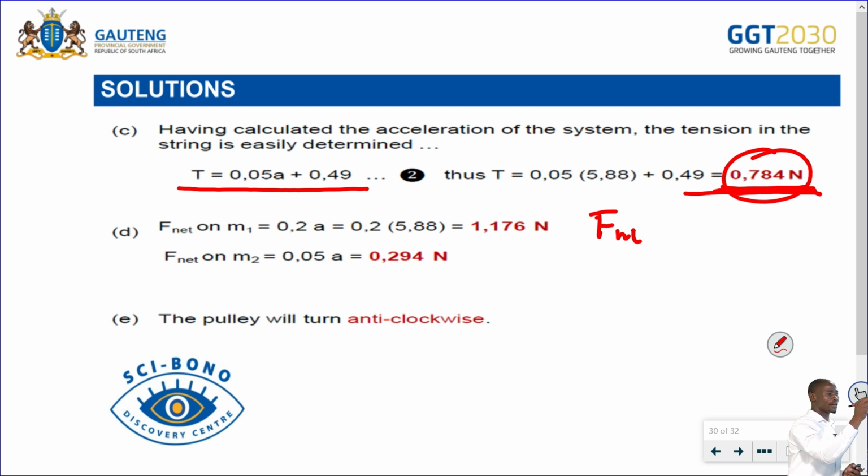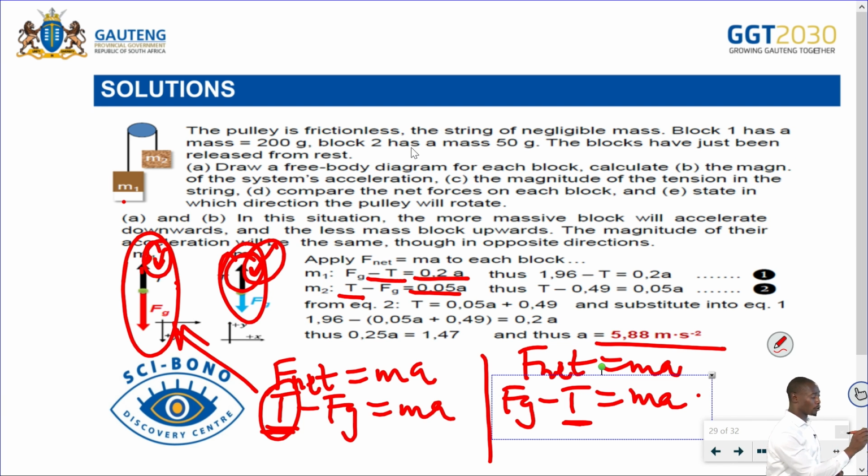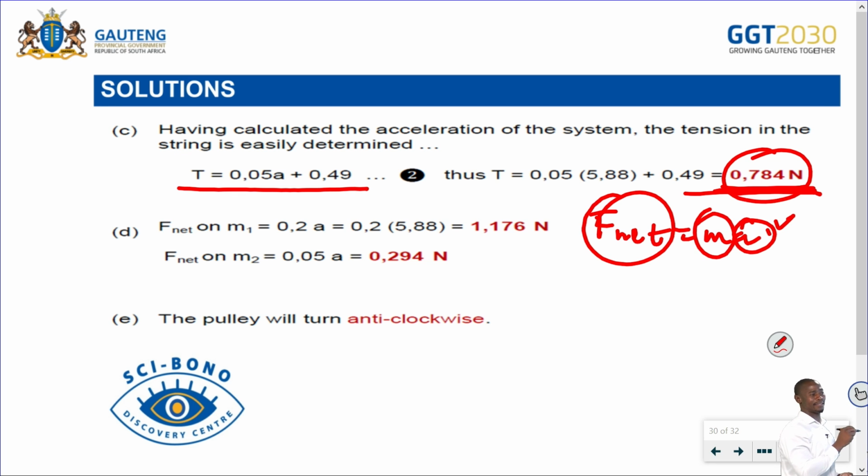So the net force in this case will depend on the mass, right? It will depend on the mass because F net is equal to MA, right? The system is the one that accelerated. What is the acceleration here? The acceleration that we got is 5.88. So the system accelerated at 5.88. So in other words, your acceleration is constant. So how are you going to get the net force now? So we are looking at net force versus mass, right?